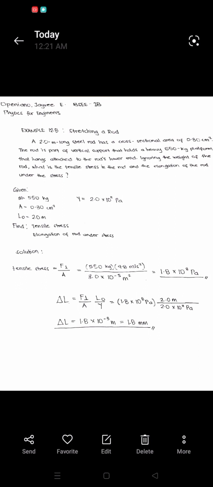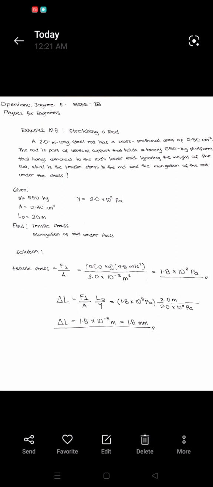So solution. So first we're going to compute for the tensile stress in the rod under the weight of the platform. So using the equation 12.34, which is stress is equals to the deforming force over the cross-sectional area. So substitution, the deforming force is equals to the mass times the gravity. So mass is equals to 550 kilogram times the gravity, which is 9.8 meter per second squared, divided by the cross-sectional area, which is 3.0 times 10 raised to negative 5 meters squared. So our tensile stress is equals to 1.8 times 10 raised to 8 Pascal.